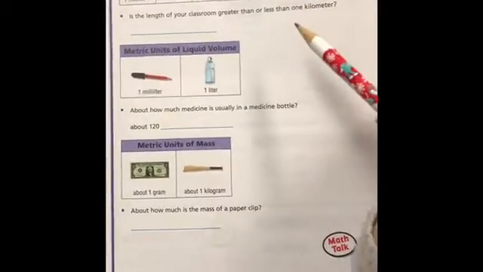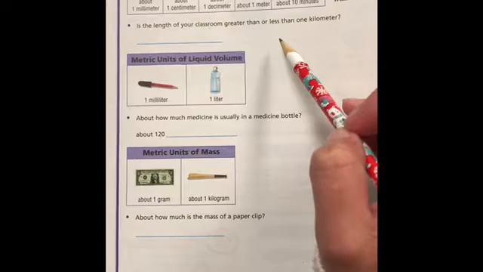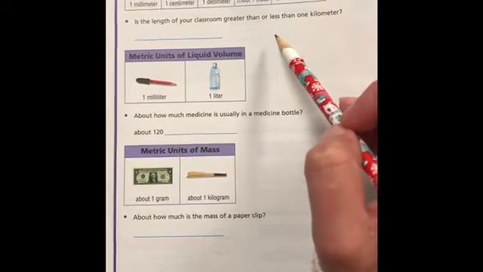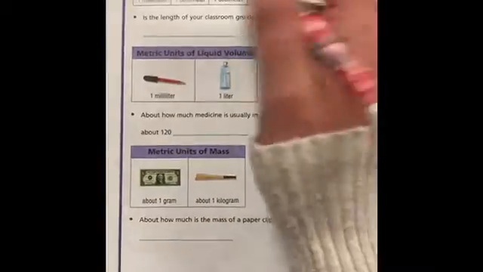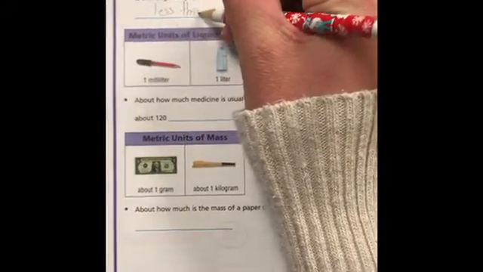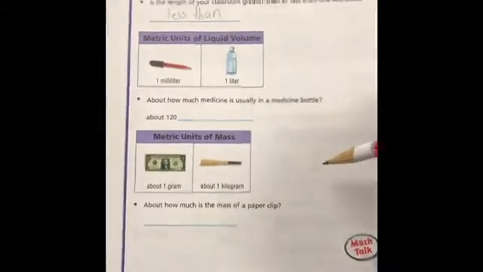So is the length of your classroom greater than or less than 1 kilometer? We decided 1 kilometer takes about 10 minutes to walk. Probably doesn't take you 10 minutes to walk around this classroom. So let's say the length is less than a kilometer. To get from your classroom wall to wall, it would be less than a kilometer.